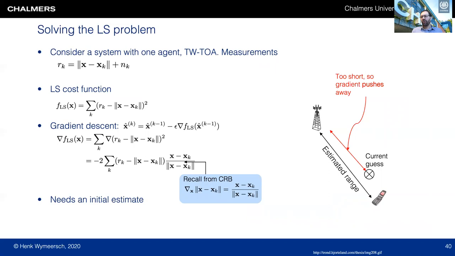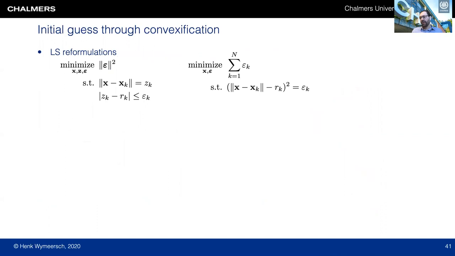So often what we are stuck with is that we need an initial estimate to start our gradient descent. We would like to do gradient descent, but we don't want to start from any random estimate. So how do we get this initial estimate? There are two techniques that you can use. One is that you do convexification.